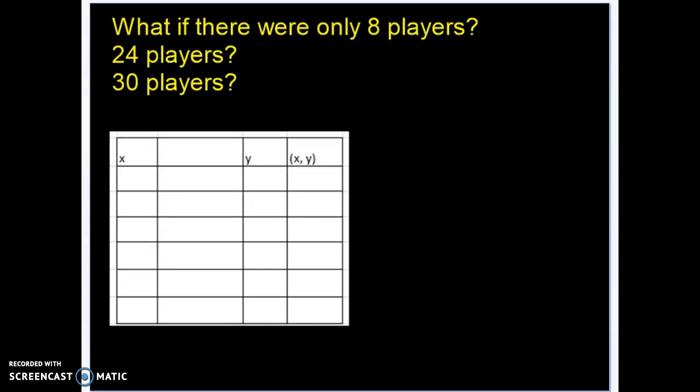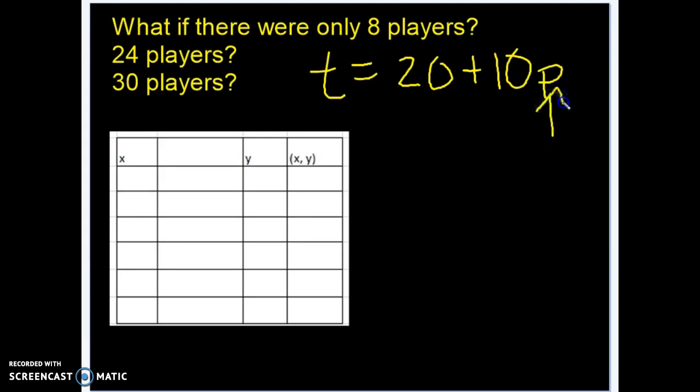So what if there were only 8 players, or what if there were 24 players, or what if there were 30 players? We want to be able to continue to use that same equation where T is equal to $20 plus $10 per player. Now, when we think about filling out a table, we can use the variables x and y. So the variable p represents x and the variable t represents y.